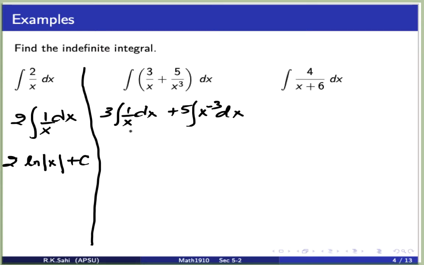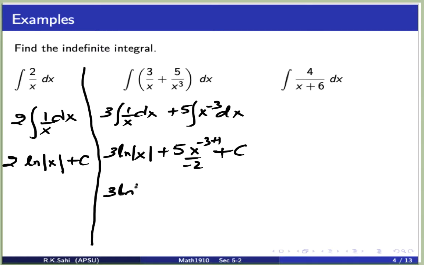Now the first expression we all know is 3 natural log of the absolute value of x, plus 5. Now the integral of x to the power minus 3, you're going to simply apply your power rule, guys. x to the power minus 3 plus 1, over minus 2, and a plus c. So for a final answer, just clean it up: 3 natural log of the absolute value of x, minus 5 halves x to the power negative 2, plus c.